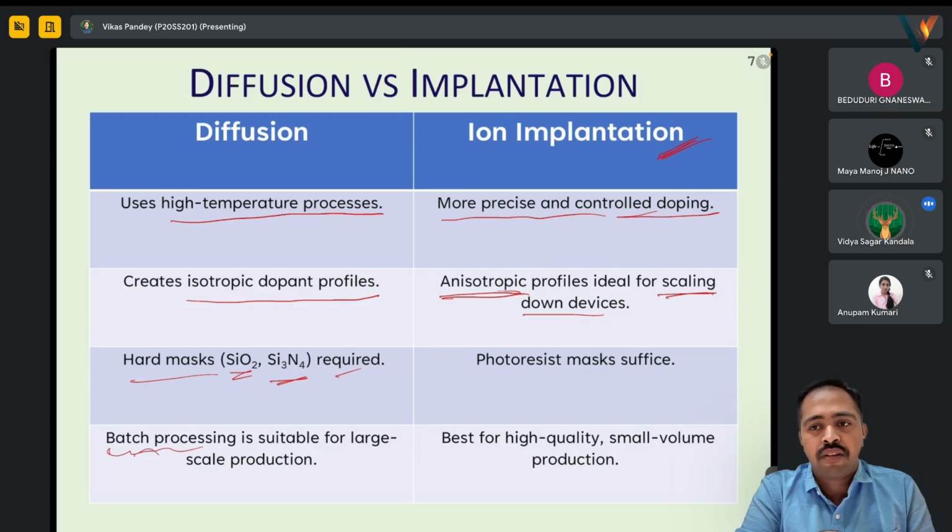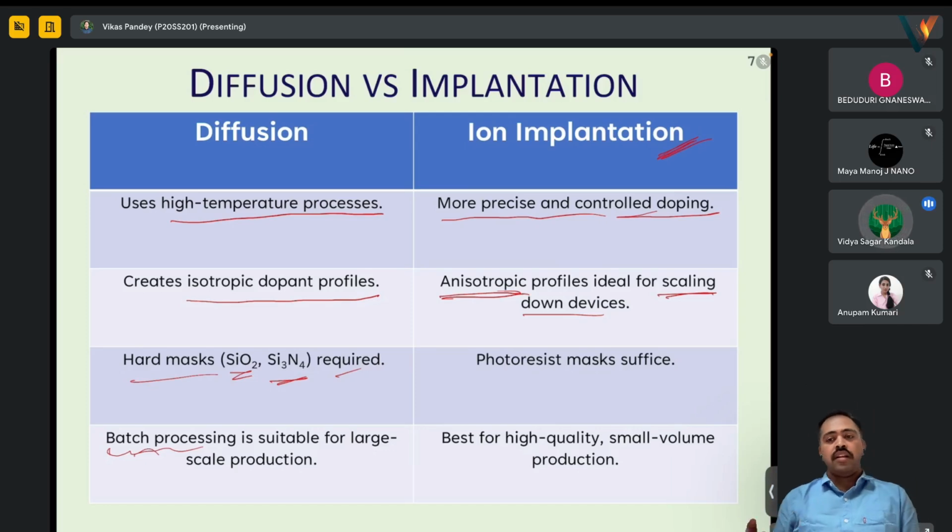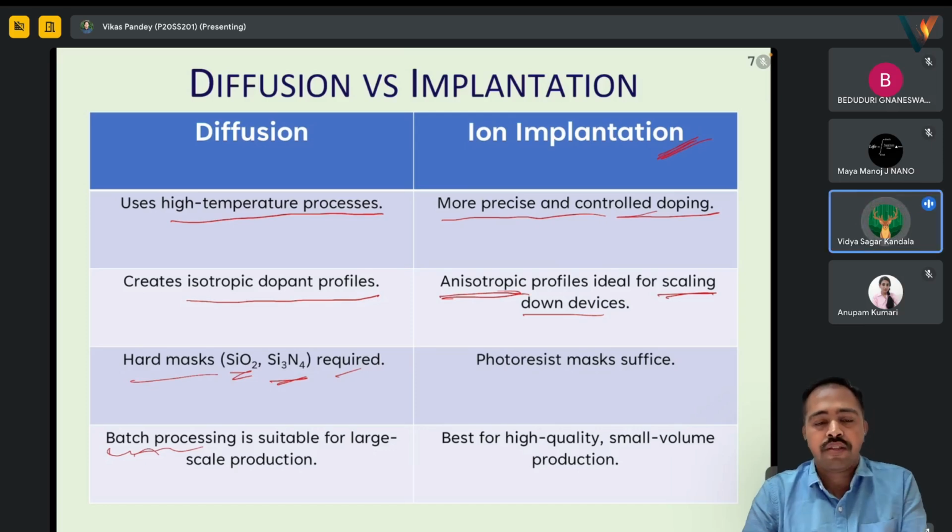Yes, sir. Thank you. One more question related to diffusion. Say you have a wafer, and we follow diffusion or ion implantation, whatever it is. Is there any visual change after this process? Can we see it with our naked eye? No, not with naked eyes.